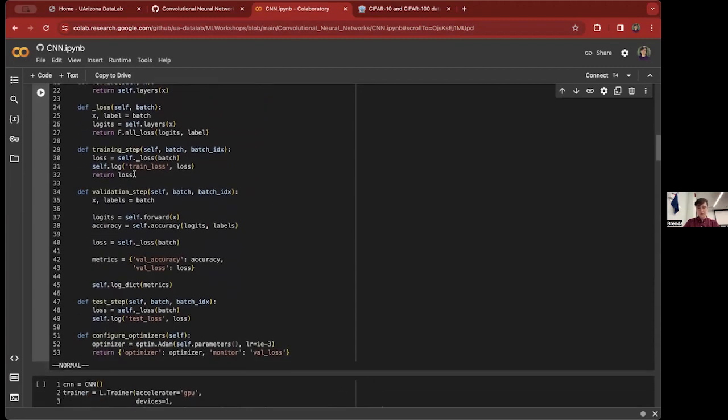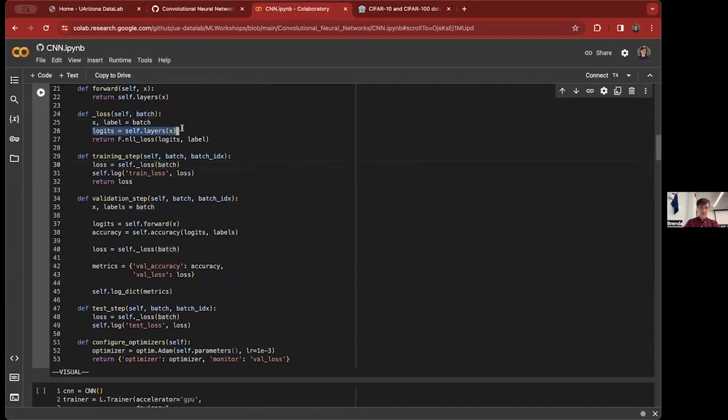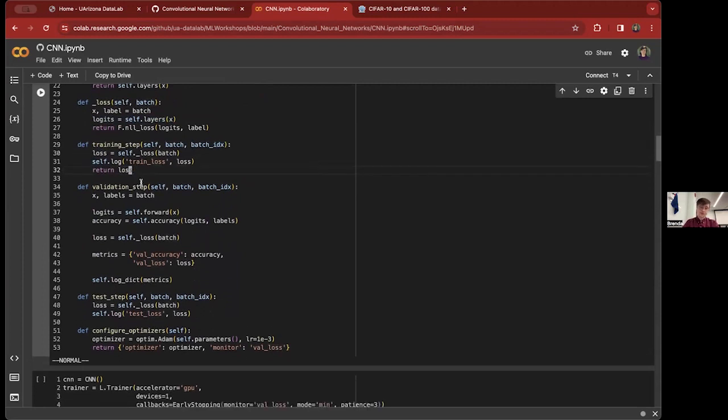And then just quickly, we'll look at the training step. All the training step is doing is calculating the loss. So we get this batch and pass it to our loss function, which passes it forward through our network, calculates the loss, and returns it. Then the training step logs it and returns the loss itself. Validation is very similar, where it needs to calculate the loss by passing it forward, and we're also logging an accuracy at that point. The only difference between these two is that we calculate an accuracy using the logits, and then save that as well.